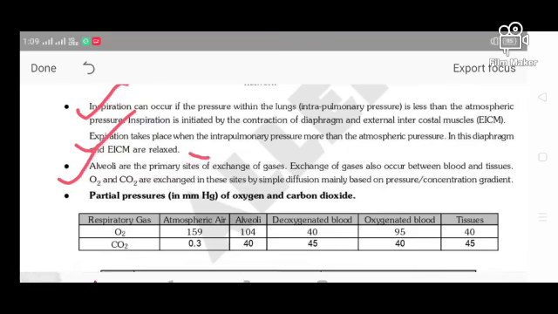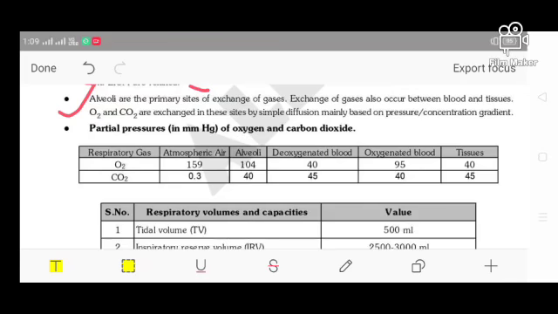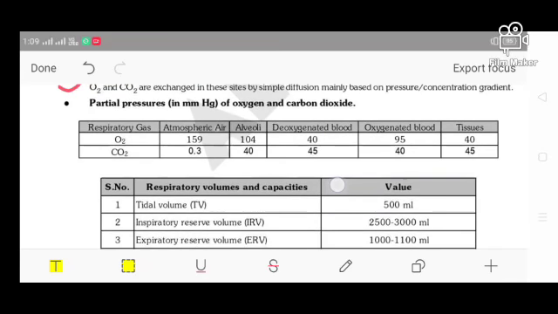So after that, the partial pressure of oxygen and carbon dioxide. The partial pressure of oxygen in the atmospheric air is high, that is 159, and in alveoli it is 104. Okay, so what will happen when there is a lack of oxygen inside the alveoli?